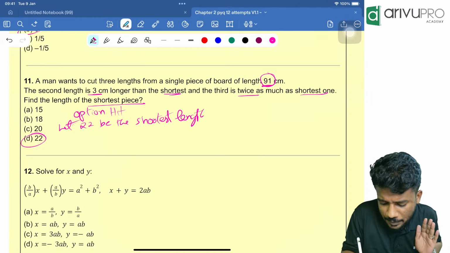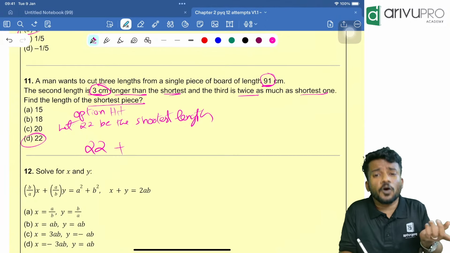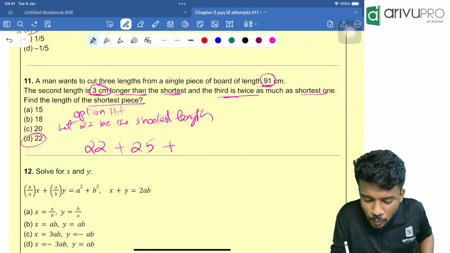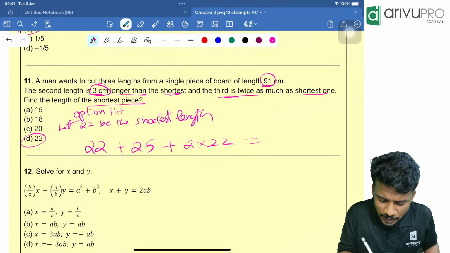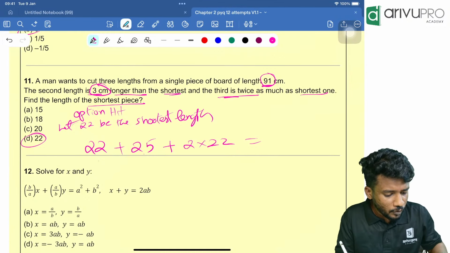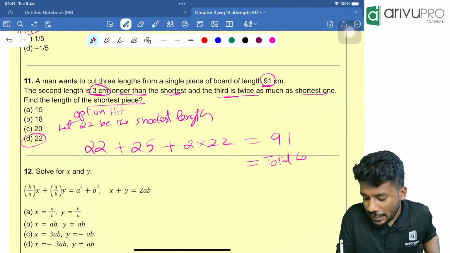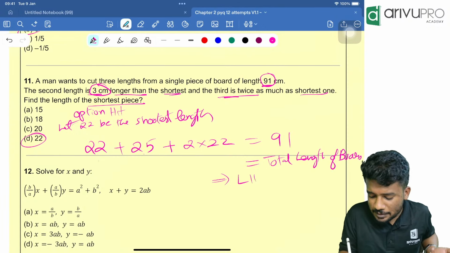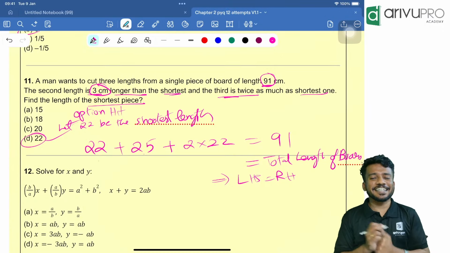That means 22 plus, now the second length is how much? 3 centimeter longer than the shortest. 22 plus 3 is how much? 25 plus. Third is twice as much as the shortest. That means 2 into 22, how much is it? Now you tell me. 22 plus 25 plus 44 is equal to 91, which is equal to the total length of the board. That means our assumption is correct, which implies LHS is equal to RHS. Option D is your right answer. Very easy question, right? Very easy to solve.